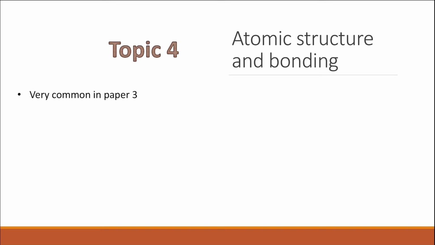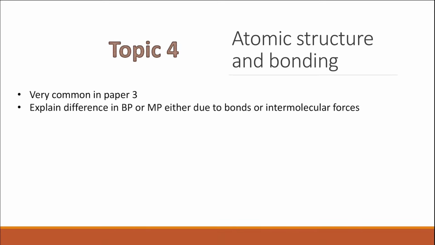Atomic structure and bonding, this is one of the main topics that will always be in the exam. The type of question that comes here is usually explaining the difference in the boiling points or in the melting points, either due to the different types of bonds like covalent bonding or the giant covalent structures or ionic bonding or metallic bonding and so on, or due to the difference in the intermolecular forces, especially when we talk about the hydrogen bonds. So for example, explain the difference between primary, secondary, and tertiary amines when it comes to the melting points, how many hydrogen bonds are there.